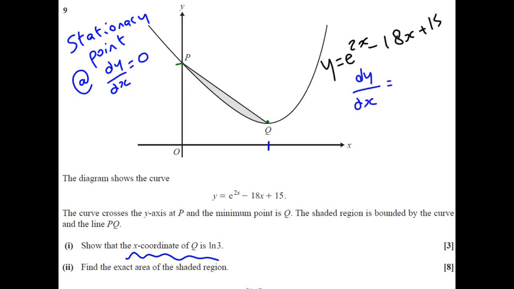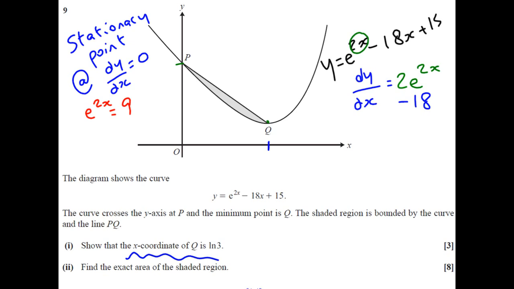When we differentiate e to 2x, we use the chain rule, okay? And it's going to be 2e to 2x. If you don't get that, just ask me in the comments. Differentiate minus 18x, you get minus 18. So we want to solve this when it's equal to 0. So we're solving 2e to 2x minus 18 equals 0, aka 2e to 2x equals 18, adding 18 to both sides. Divide by 2, e to 2x equals 9.